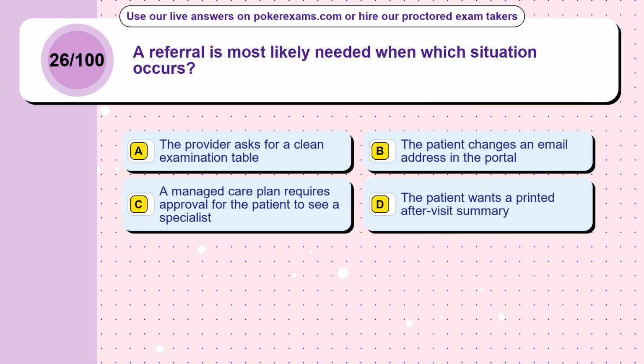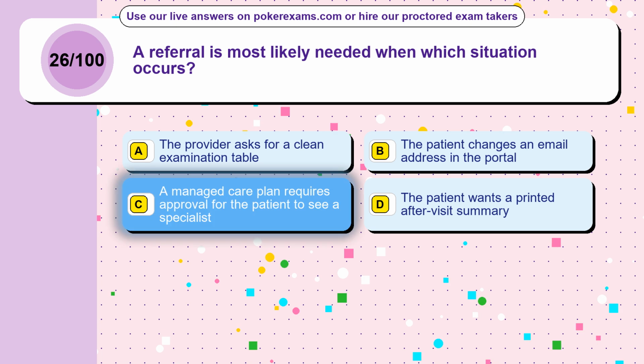Question 26. A referral is most likely needed when which situation occurs? Option A. The provider asks for a clean examination table. Option B. The patient changes an email address in the portal. Option C. A managed care plan requires approval for the patient to see a specialist. Option D. The patient wants a printed after-visit summary. The correct answer is option C.